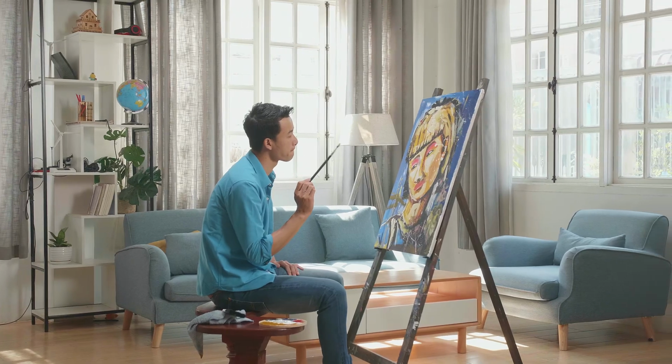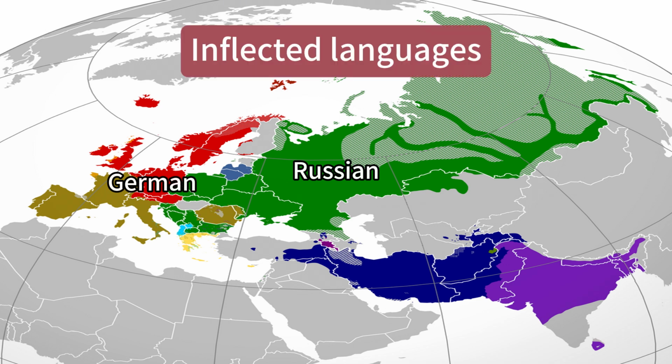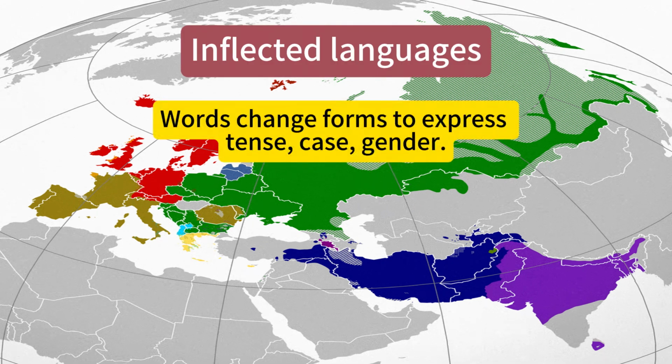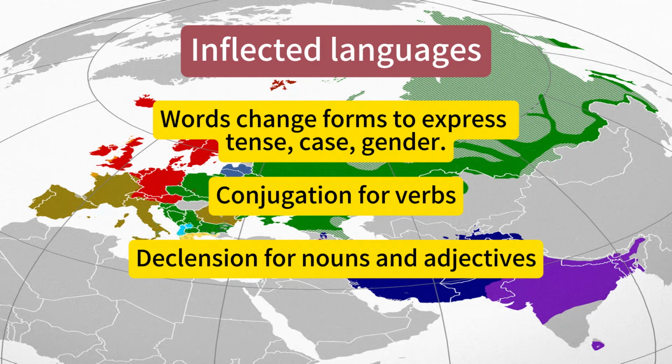You may know that English is an Indo-European language. Most of its siblings or cousins, like German or Russian, are inflected languages. That means words change their forms to express tense, case, gender, and so on. This process is called conjugation when it comes to verbs, and declension when it comes to nouns or adjectives.